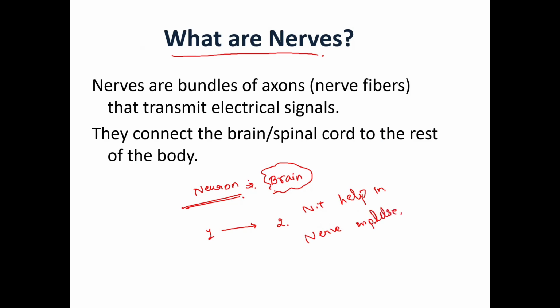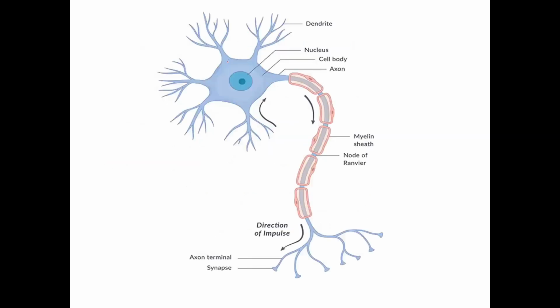Let's start. Nerves are bundles of axons, nerve fibers. This is the difference between a neuron and a nerve: a nerve is a group or bunch of many neurons. Nerves are bundles of axons, nerve fibers, that transmit electrical signals. They connect the brain and spinal cord to the rest of the body. Look at the figure and diagram of a single neuron.